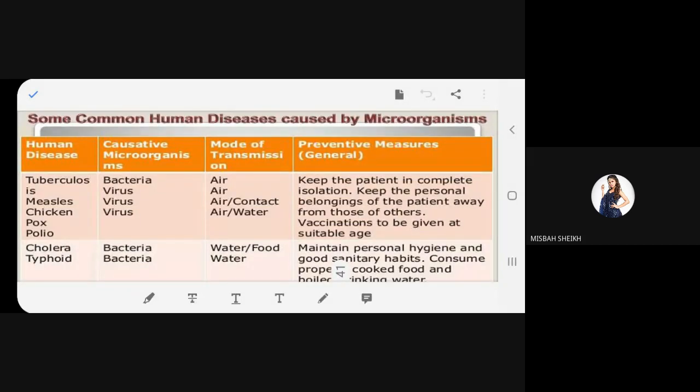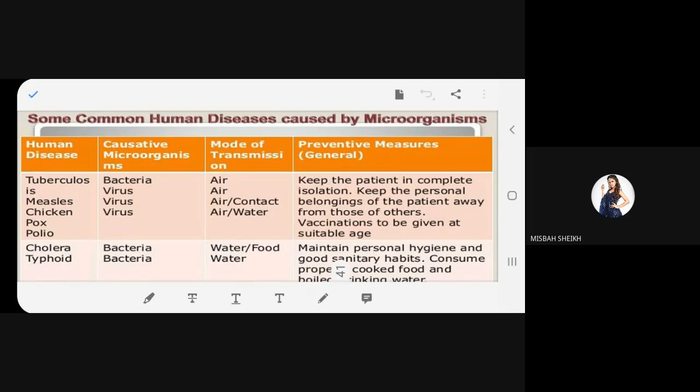Second is measles. It is caused by a virus. Again, the mode of transmission is air. Next is chickenpox, again a virus. It is spread either by air or contact. The other one is polio, again a virus. The mode is air and water.